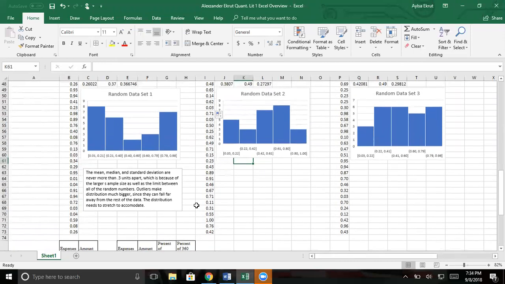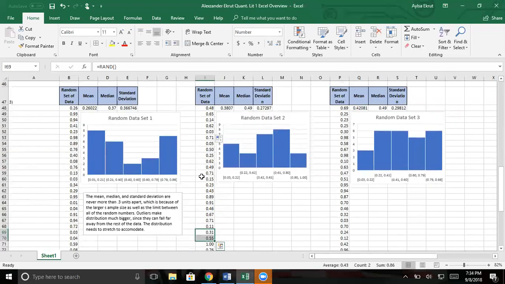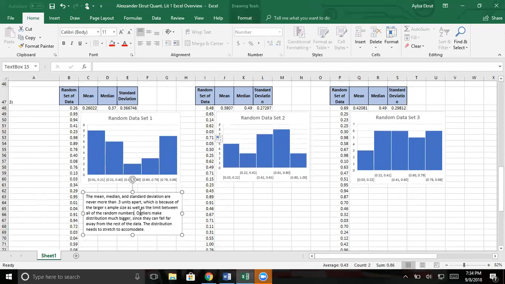The mean, median, and standard deviation are never more than 0.3 units apart, which is something I noticed happens pretty regularly no matter how it changes. That's because of the smaller sample size as well as the limit between all of the random numbers.